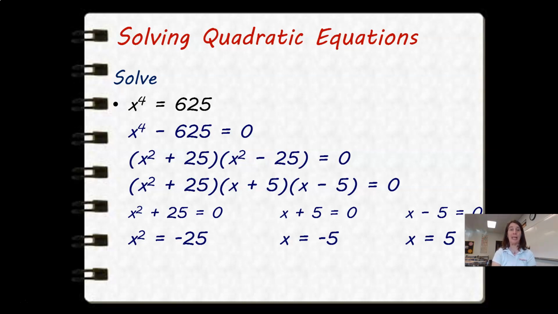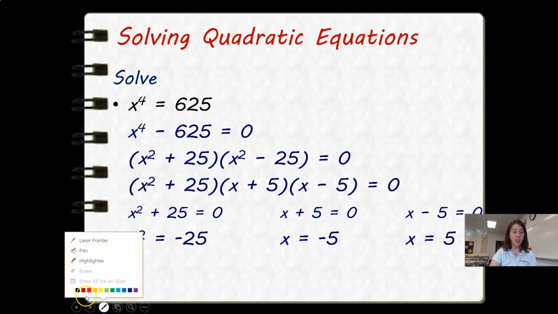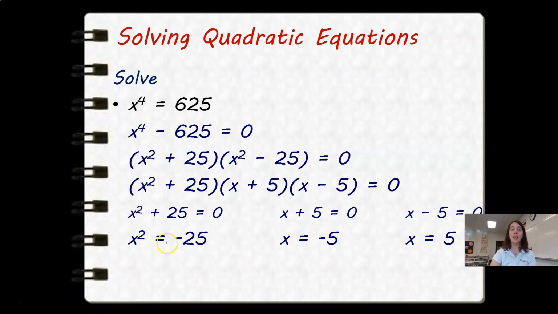What do I need to do to get rid of the square that is on my x? What's the opposite of a square? It is to square root. Well, notice what I would have in the question here. Let me get my pen turned on so I can show you guys here. If I were to take the square root of both sides of my equation, because that's what's necessary in order to cancel out a square, what I have inside that square root is a negative number.